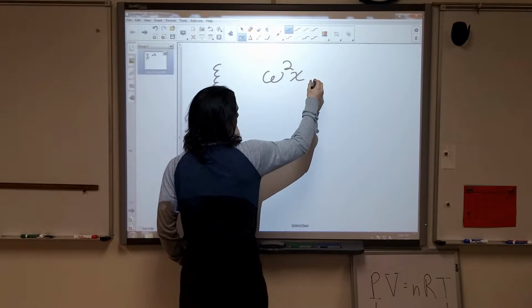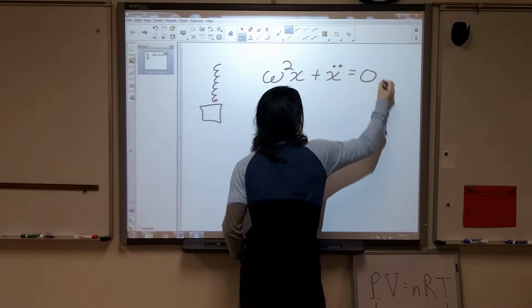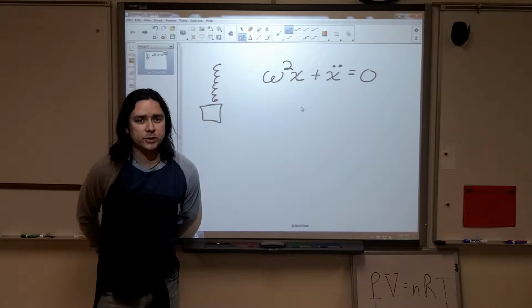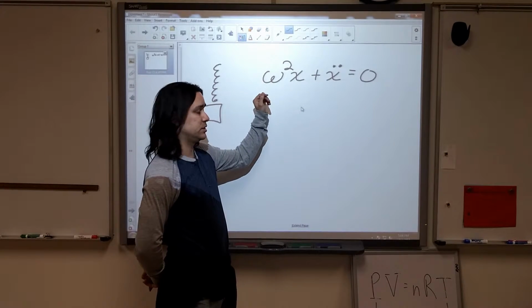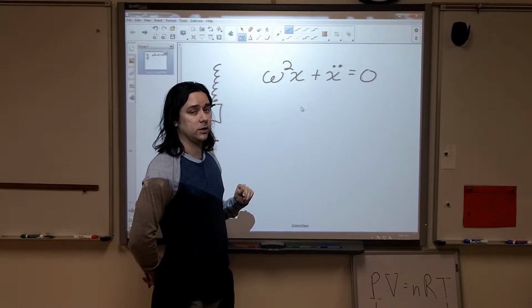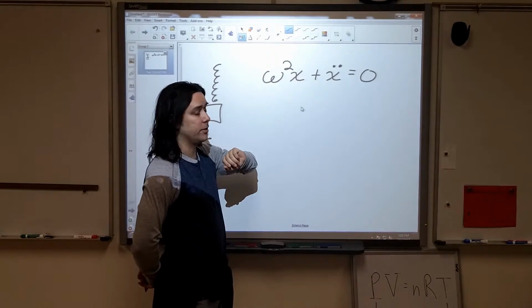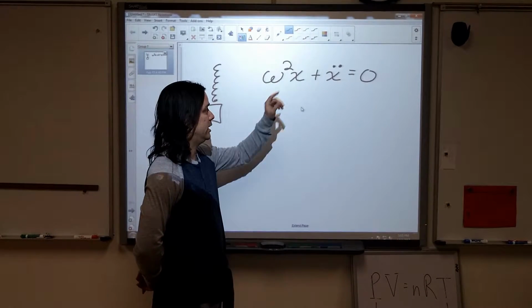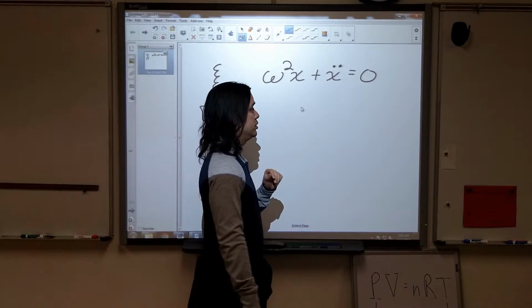Omega squared times x plus x double dot equals 0. Now, as we talked about in class, omega squared is a constant squared, and it is specifically omega, our natural frequency. It is multiplied by the position as a function of time, and then we add that to the acceleration as a function of time.